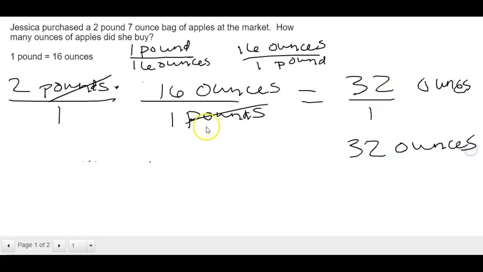So there's 2 options for converting your units. For this particular problem, there were also 7 ounces in the bag besides the pounds, so we need to add on that additional 7 ounces to get a total of 39 ounces.